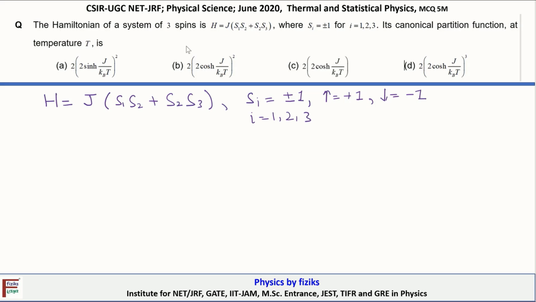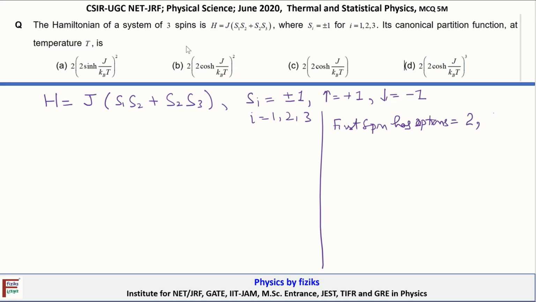Now the number of microstates, one can quickly check. When we have a 3-spin system, the first spin has two options, equal to 2.